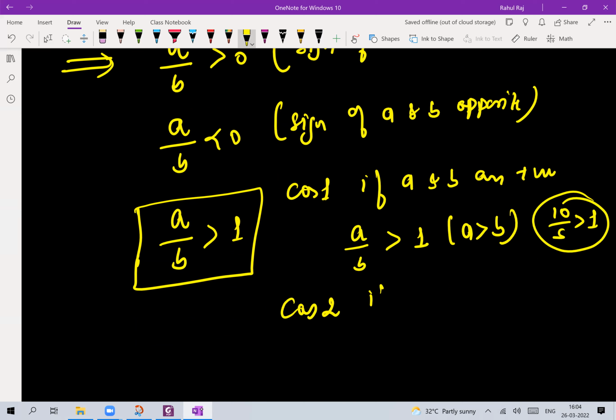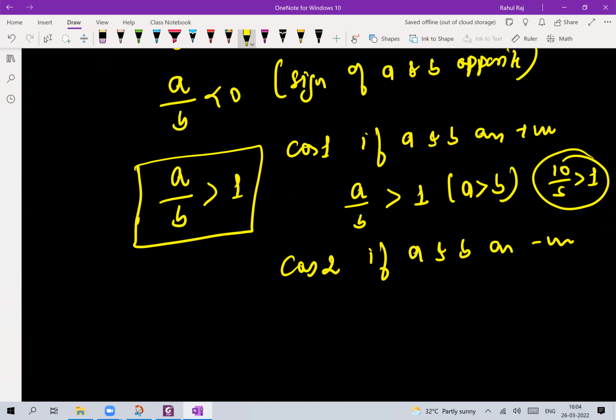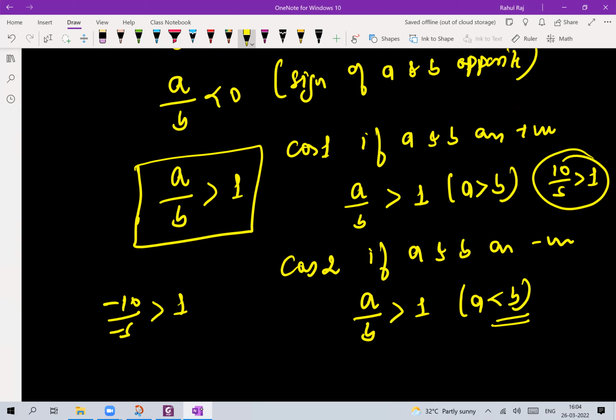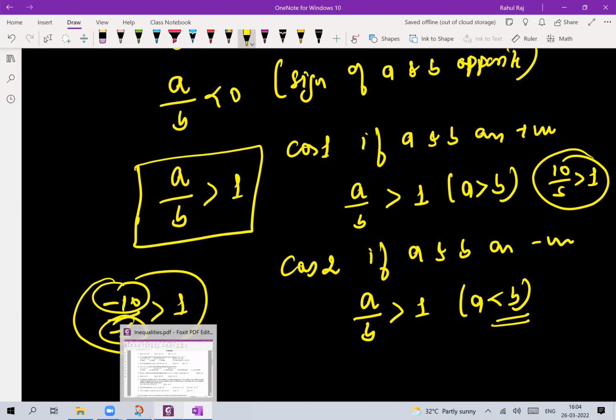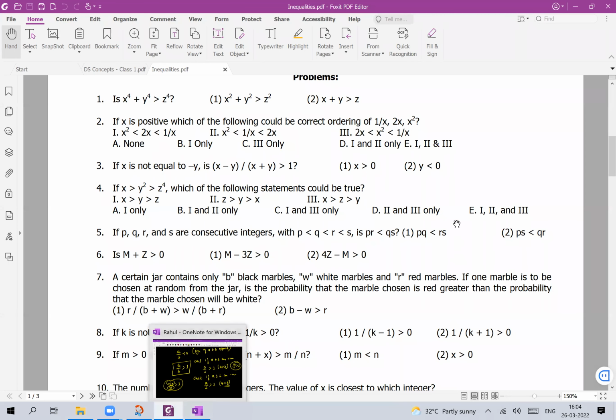Case 2 is if a and b are negative. And for a fraction a over b to be greater than 1, a should always be less than b, right? Because 10 over minus 5 is greater than 1. In terms of negative numbers, a should always be less than b. In terms of negative, higher the magnitude, lesser the value. Simple.